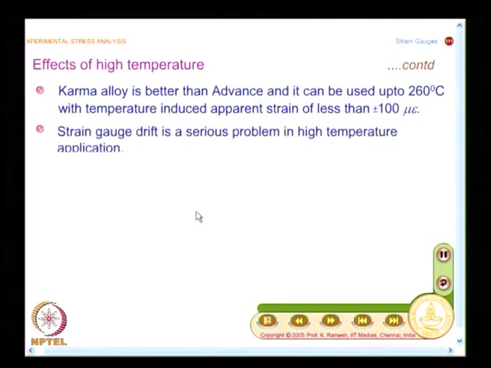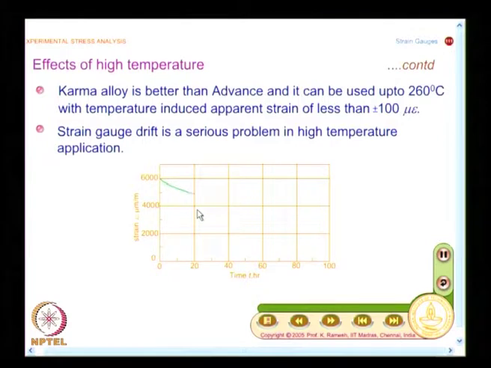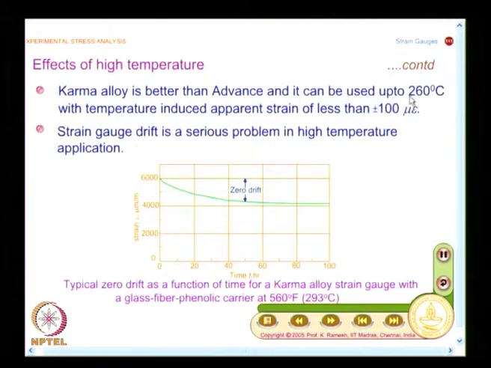And we have also mentioned in several of our lectures that Karma alloy is better than Advance, because it can be used up to 260 degree centigrade, whereas Advance only up to 205 or so. So, it can work beyond 205, and the apparent strain is of the order of plus or minus 100 microstrain. The error introduced because of temperature changes is of the order of 100 microstrain.